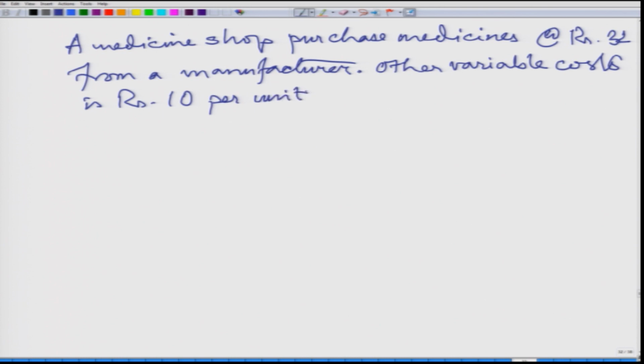So what is my total variable cost here? 32 plus 10 is 42, right? Because 32 is to purchase the medicines. Each medicine will cost me 32 rupees plus other variable costs, maybe transportation cost, billing cost, ordering cost, inventory cost, which is rupees 10. So the total variable cost is rupees 42.